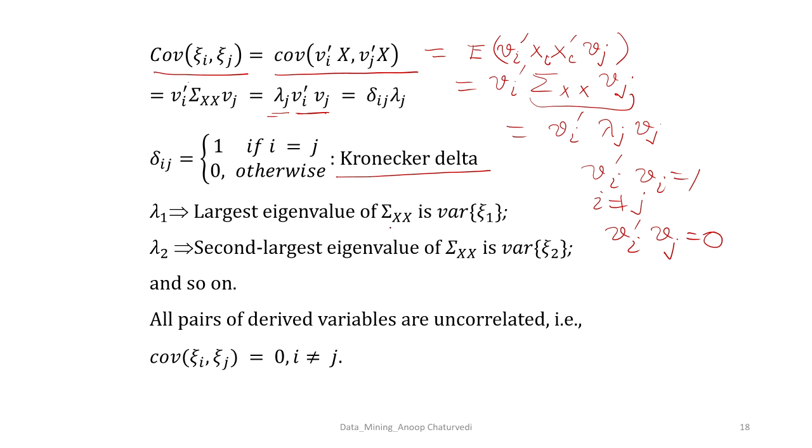Lambda 1 is the largest eigenvalue of sigma x x, and so the variance of psi 1 is lambda 1. Lambda 2 is the second largest eigenvalue of sigma x x, and variance of psi 2 is lambda 2, and so on. Psi 1, psi 2, so on, psi t have variances in decreasing order, and these principal components are mutually orthogonal to each other or mutually uncorrelated. All pairs of derived variables are uncorrelated, that is covariance of psi i and psi j equal to 0 for all i not equal to j.